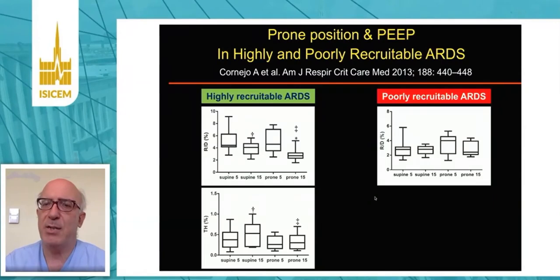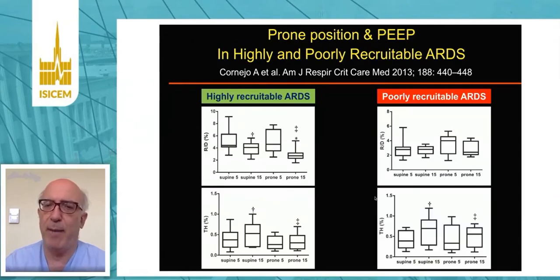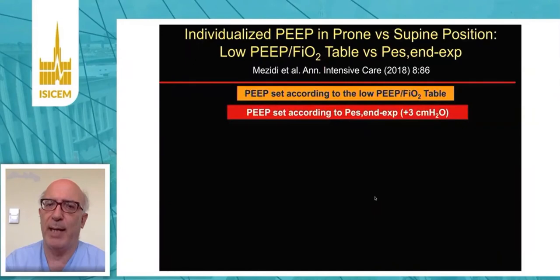In presence of poorly recruitable ARDS, we observe no major changes in opening and closing of the atelectatic alveoli by increasing the level of PEEP in prone or supine, but the amount of overdistension is higher in supine at 15 centimeters of water and also in prone position at 15 centimeters of water. So the application of higher PEEP in prone appears to be associated with less opening and closing and less hyperinflation when applied in highly recruitable patients as compared to poorly recruitable ARDS patients.